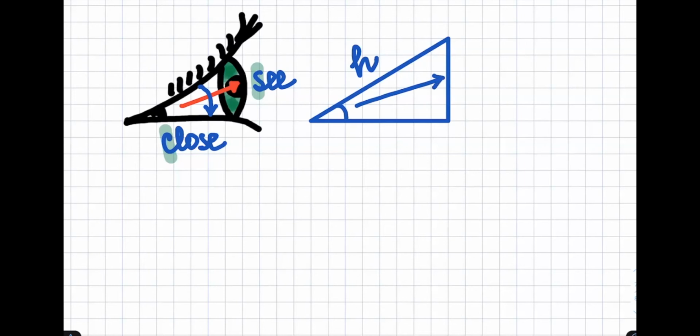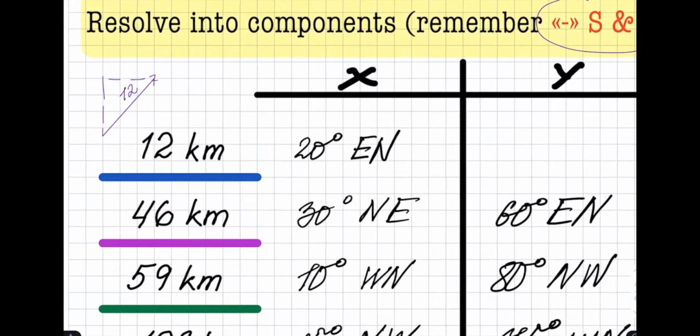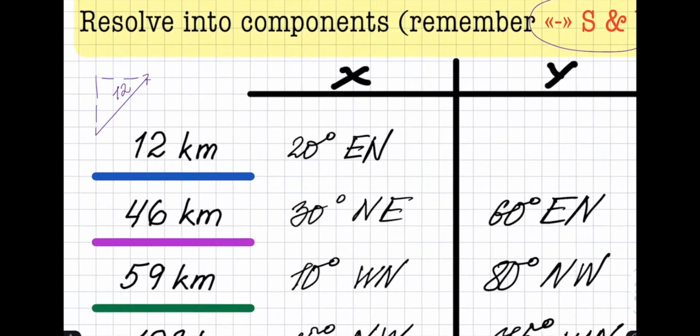The one that is across from the angle, from the corner of your eye, is going to be found as hypotenuse times sine, and the one that is close to the angle, like you close your eye, that will be found as h times cosine. So if I'm talking about this 12 kilometers and this right here is my angle, then the one across, that would be the x component.